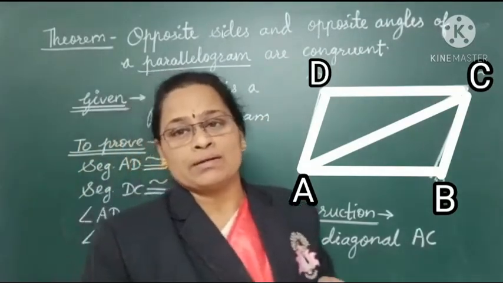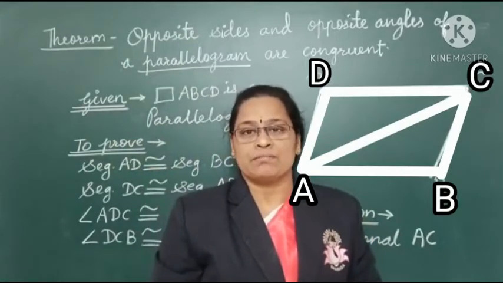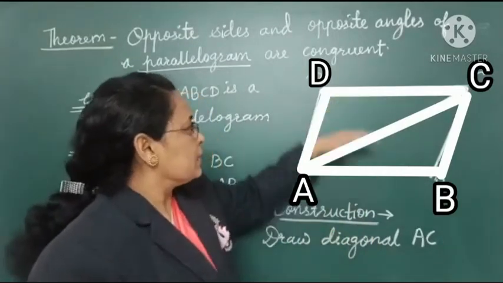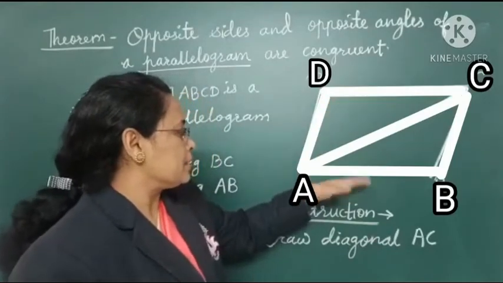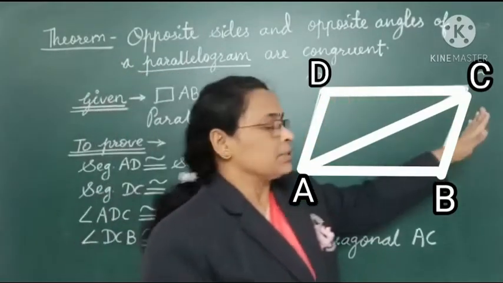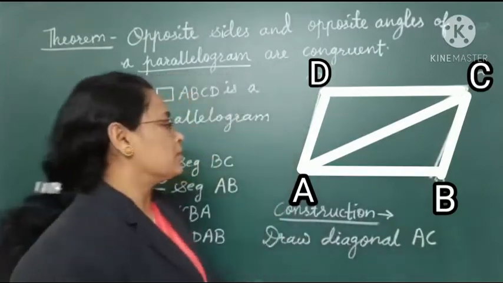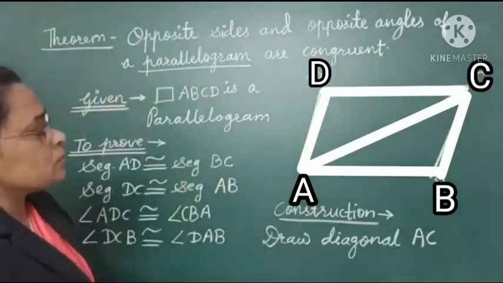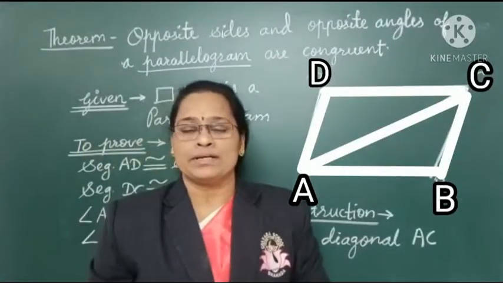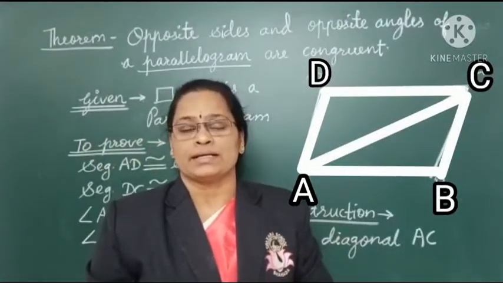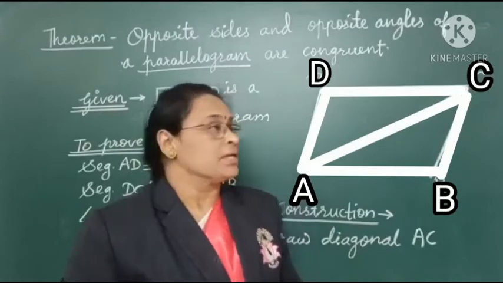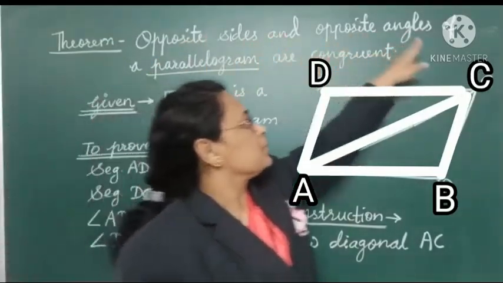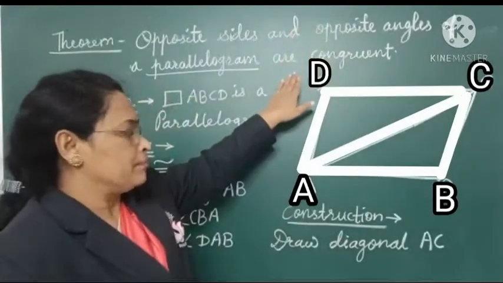What is the meaning of parallelogram? What is the definition of parallelogram? By that definition, opposite sides, that is side DC parallel to side AB, side DA parallel to side CB. That is, the quadrilateral ABCD is a parallelogram. Next, what do we have to prove? We have to prove the property of opposite sides and angles, that is, they are congruent. So this is the property which we have to prove: opposite sides and opposite angles are congruent.